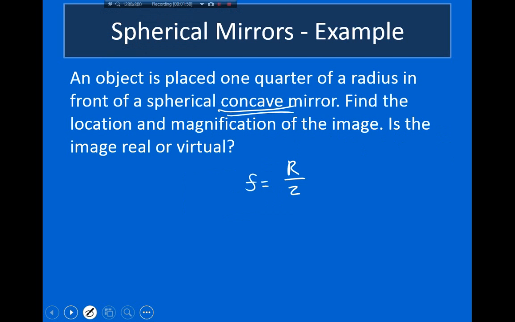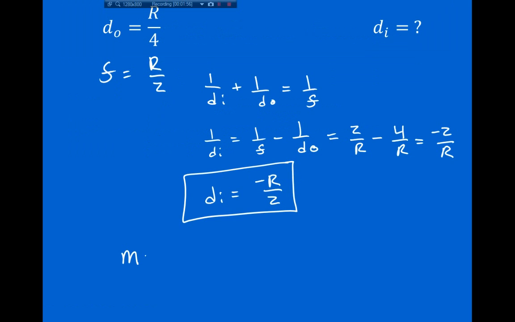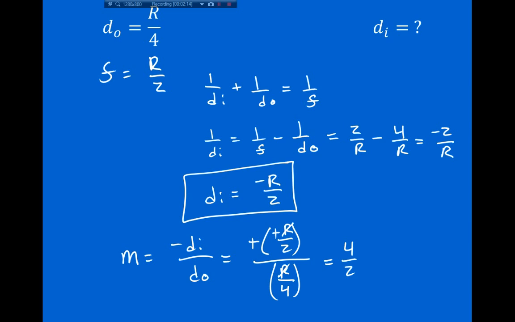So if we go back and look at the other parts, the question asks us to find the magnification. Remember, the magnification is equal to minus DI divided by DO. So here we have minus a negative r halves divided by DO, which was equal to r divided by 4. So here the r's cancel, the negative signs cancel, and we can see that this is equal to 4 halves, or 2. So the image is going to be twice as large as the object, and it's going to be upright.